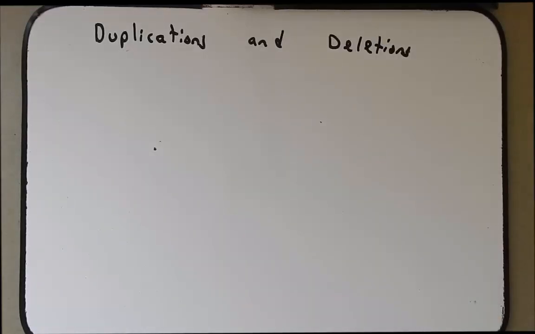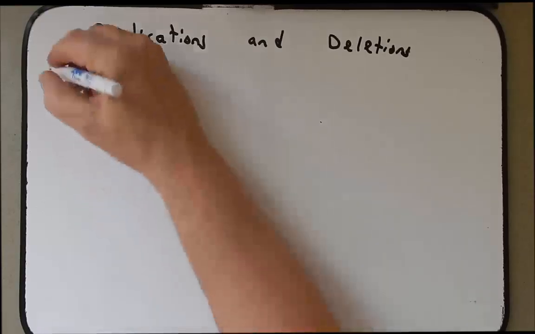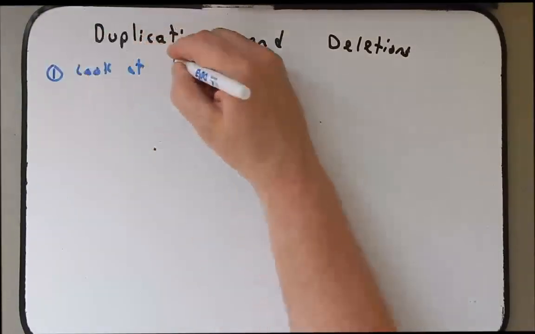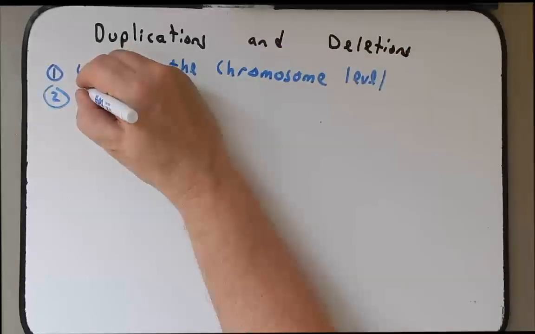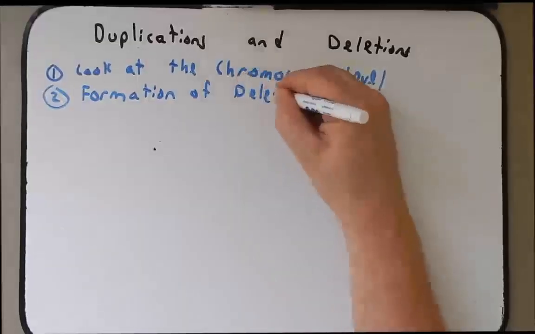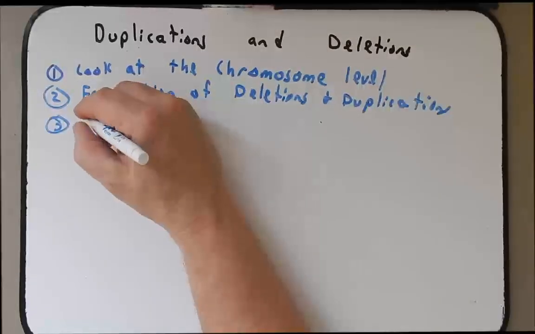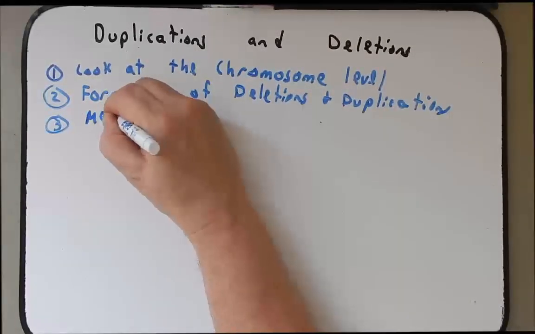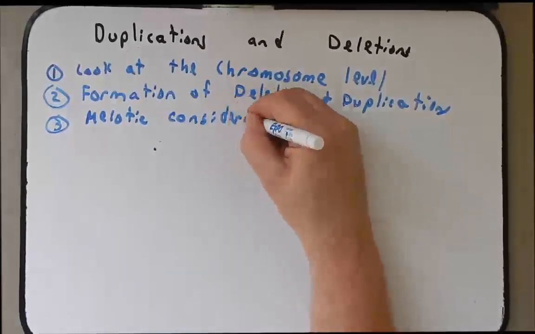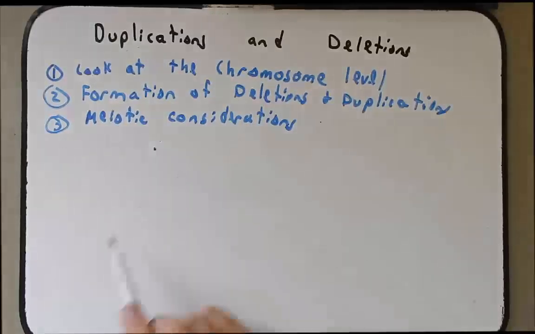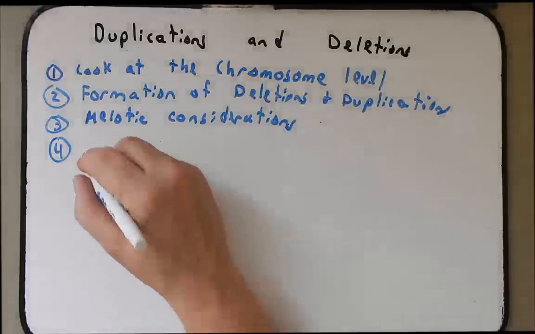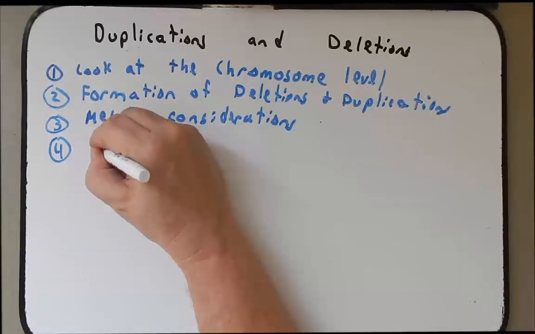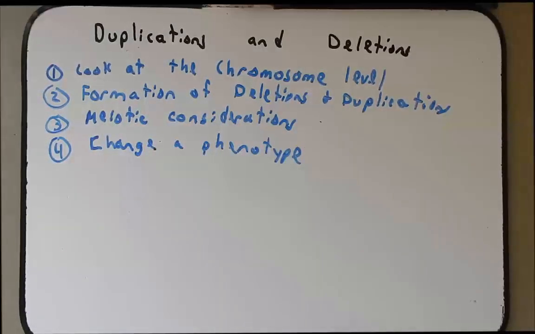As we talk about each of these, we're going to describe how they look at the chromosomal level. We're going to talk about how they form. Then we'll make sure we talk about some meiotic considerations. What do the chromosomes have to do during meiosis if they have duplicated or deleted regions? And then we'll want to talk about how they can change a phenotype. But first, let's talk about how they appear at the chromosomal level.